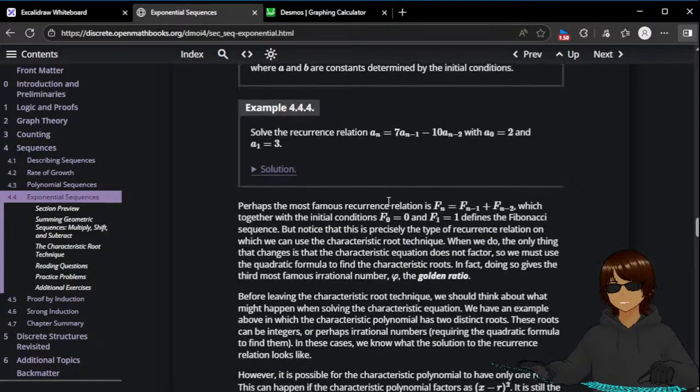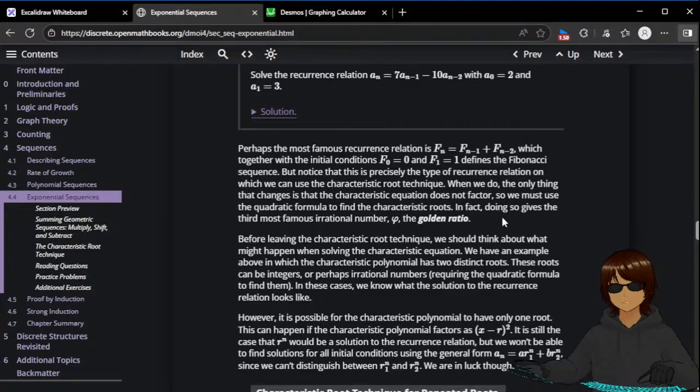Perhaps the most famous recurrence relation is F_n is equal to F_{n-1} plus F_{n-2}, which together with the initial conditions F_0 is equal to 0 and F_1 is equal to 1 defines the Fibonacci sequence. And notice this is precisely the type of recurrence relation on which we can use the characteristic root technique. When we do, the only thing that changes is that the characteristic equation does not factor, so we must use the quadratic formula to find the characteristic roots. In fact, doing so gives us the third most famous irrational number, the golden ratio.